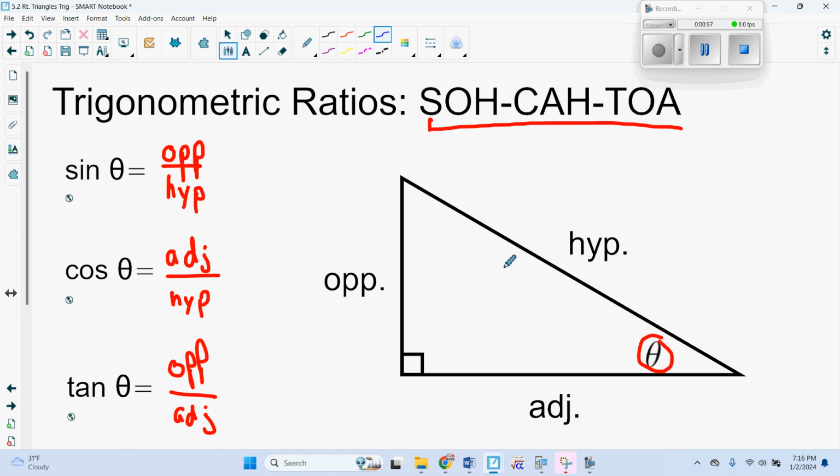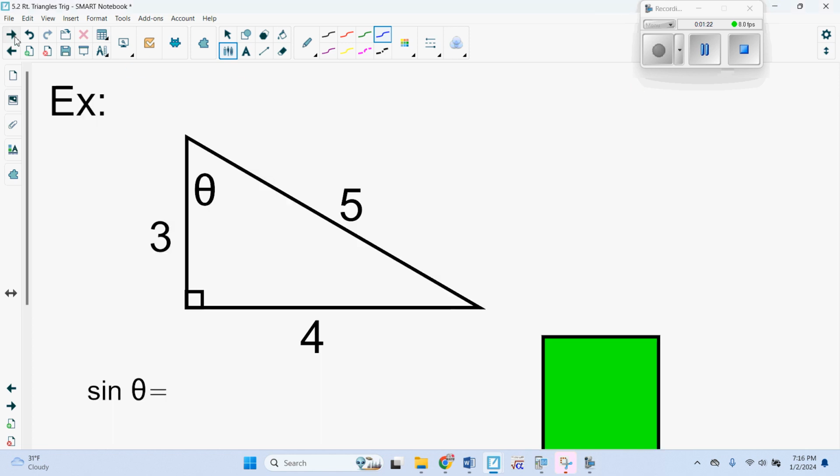Now, also, this only works for a right triangle. This does not work for any triangle. It only works for a right triangle. And so we only do this for one of these two angles. This does not work with the 90-degree angle as we do this, okay? So we want to think SOHCAHTOA. So I know you've seen this before. Let's look at some examples, how we can use this.